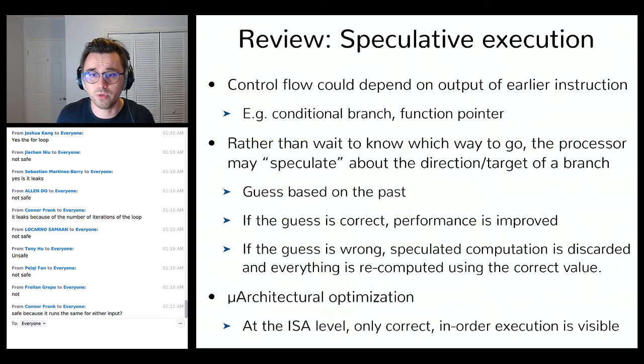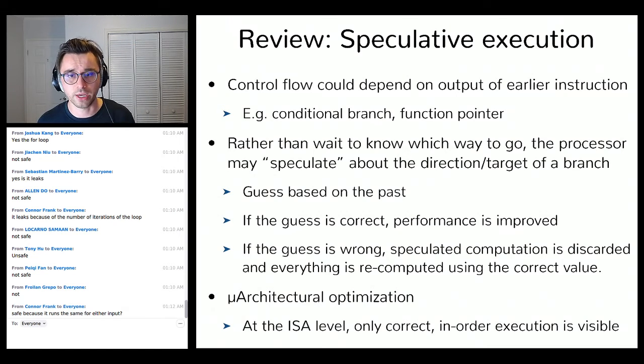One way to do this is we just have a processor that's not speculative. It just waits for you to resolve that branch condition or for you to resolve that function pointer, and then it jumps to those locations. What real, modern processors do is they just speculate: I don't want to wait.